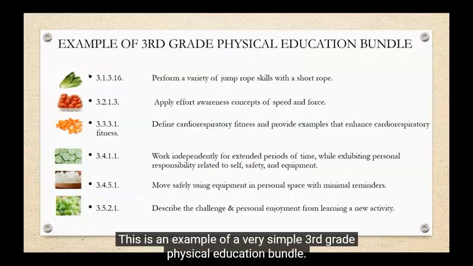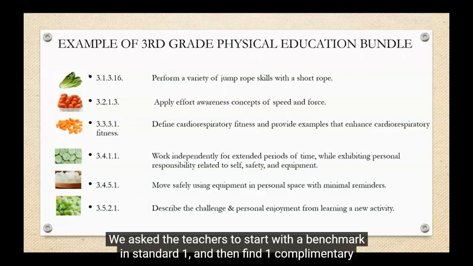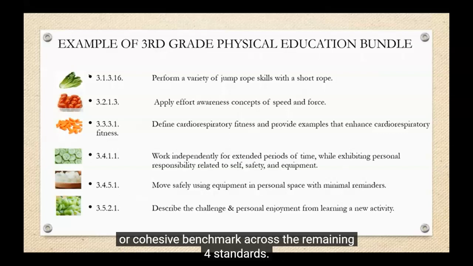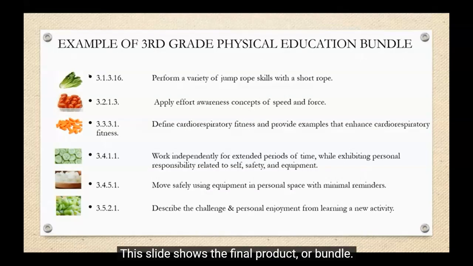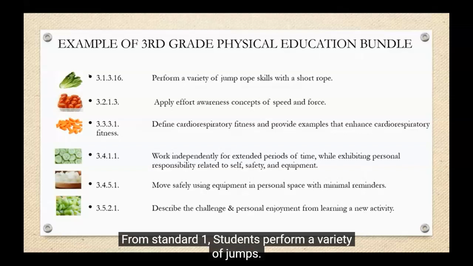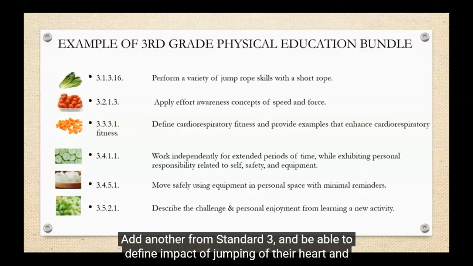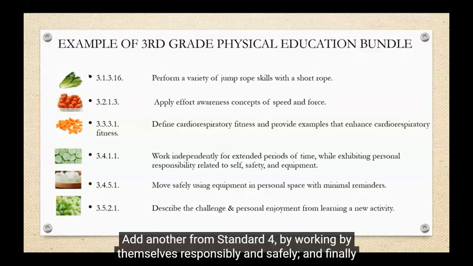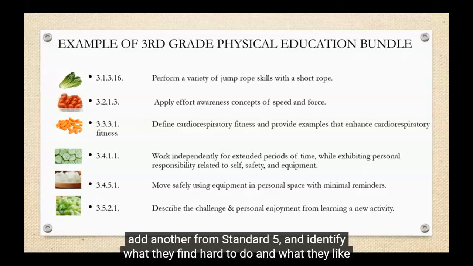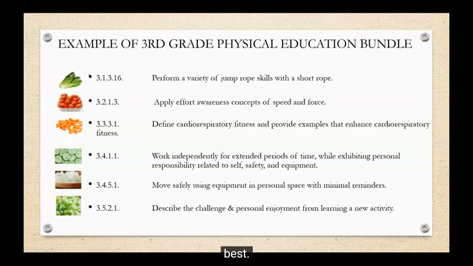This is an example of a very simple third grade physical education bundle. We ask the teachers to start with a benchmark in standard 1 and then find one complementary or cohesive benchmark across the remaining 4 standards. This slide shows the final product, or bundle. From standard 1, students perform a variety of jumps. Add a benchmark from standard 2 while applying speed and force. Add another from standard 3 and be able to define the impact of jumping on their hearts and lungs. Add another from standard 4 by working by themselves responsibly and safely. And finally, add another from standard 5 and identify what they find hard to do and what they like best.